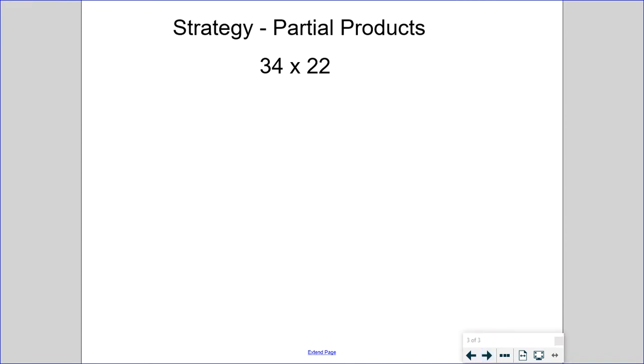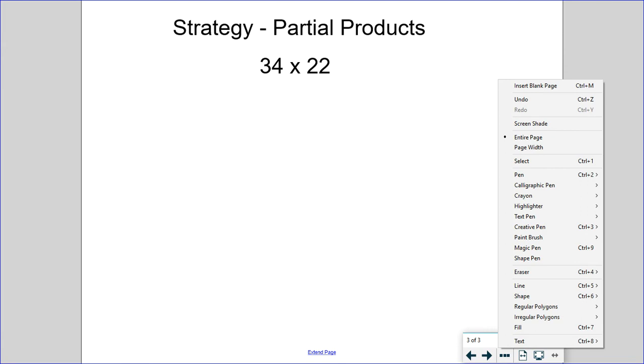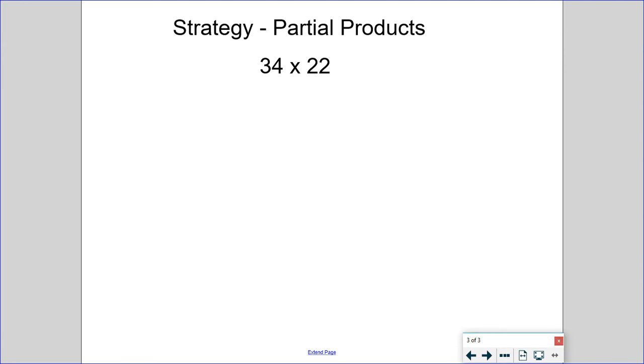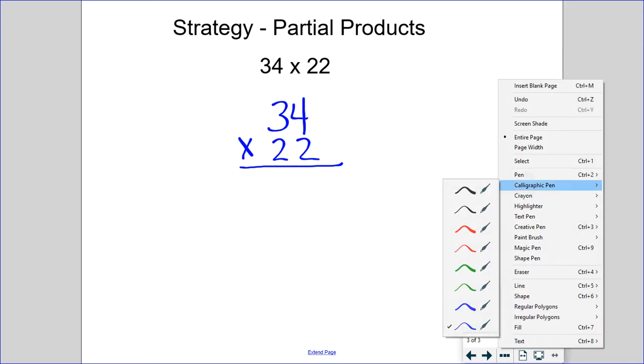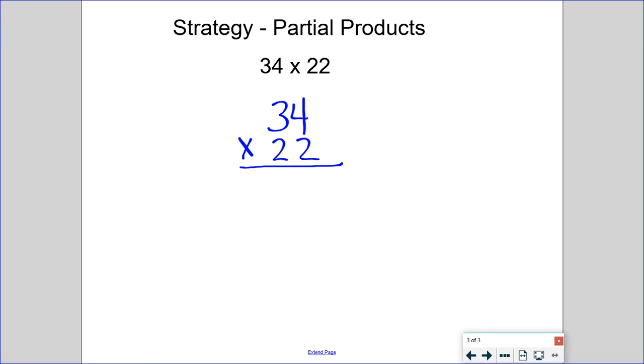The next strategy looks pretty familiar. Still working with partial products, but in a less organized way, or still working with place value, but in a less organized way. So what I've been doing for the kids is circling each place value so that we can keep our information organized.